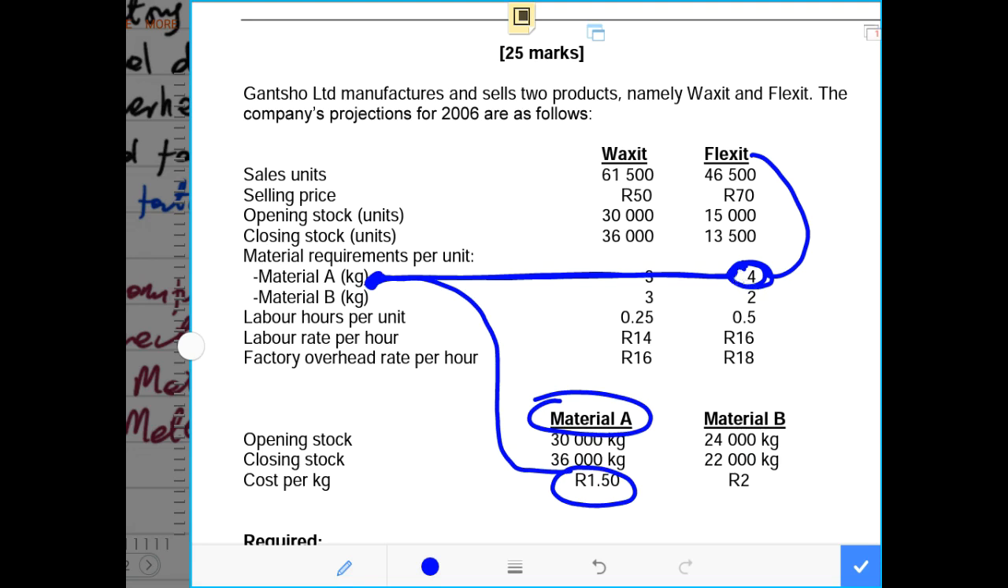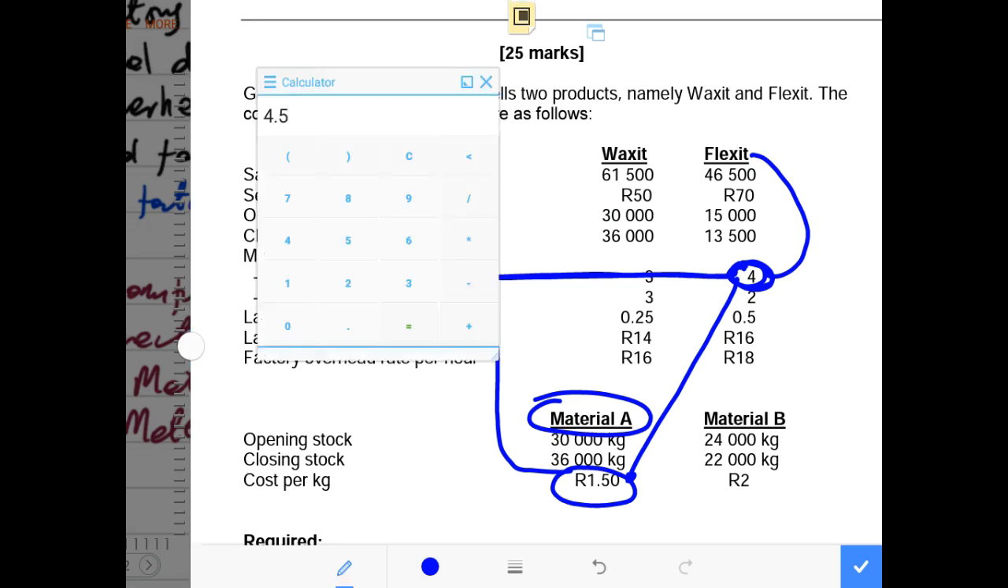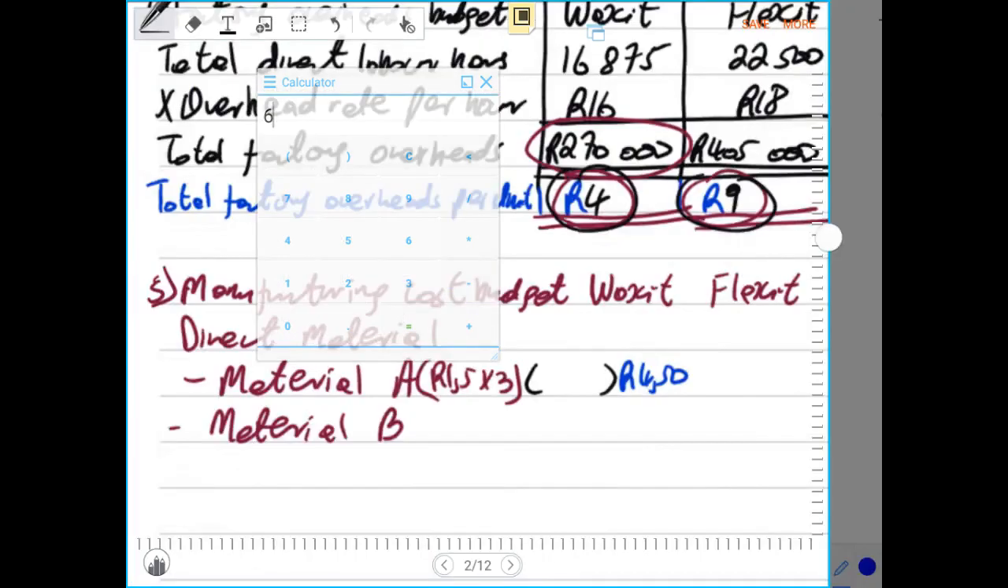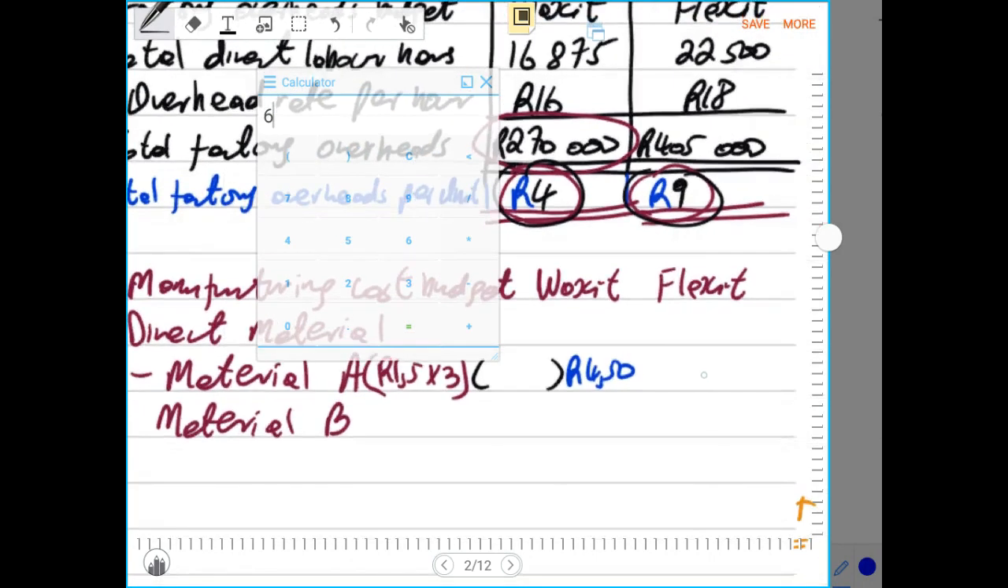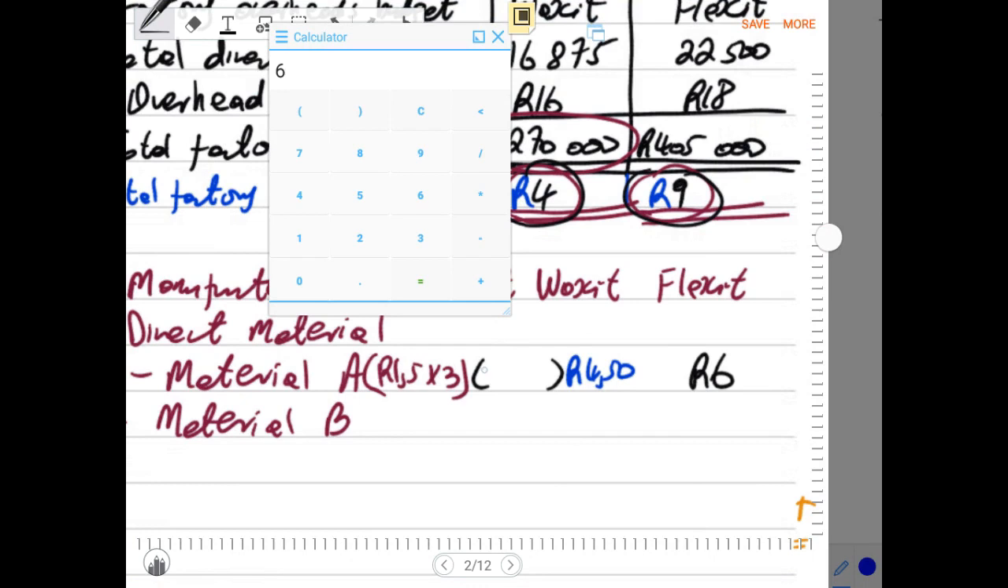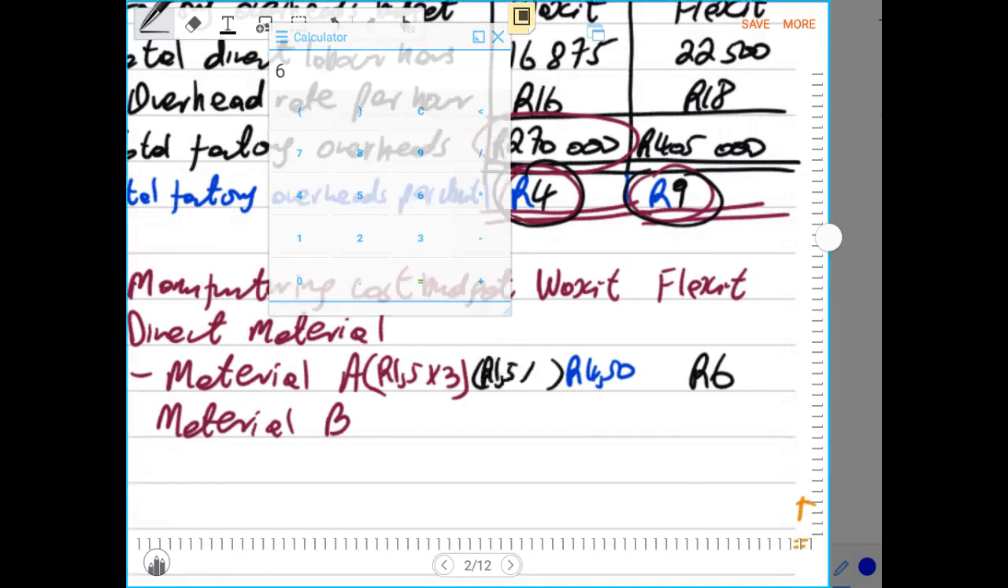Hence, now we have to say 4 kgs of material A, and we multiply this by the price of R1.50, or the cost of material A. That will be the direct material cost for product worksheet with regard to material A. So now that means we have to say 4 times R1.50, and this will give us R6 to be allocated under product worksheet.